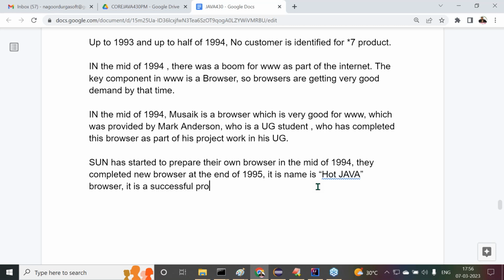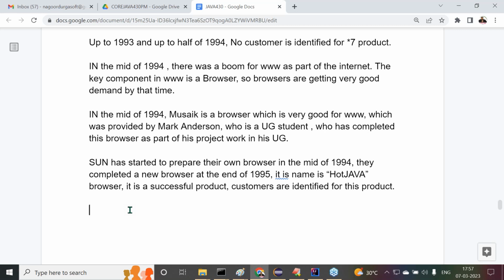It is a successful product. Customers are identified for this product. Whenever it is a successful product, people immediately think about what exactly the key components inside this browser are. By the time, people came to know Sun Microsystems had a new programming language. By using that new programming language, they prepared this HotJava browser. It has very good features and very good demand.